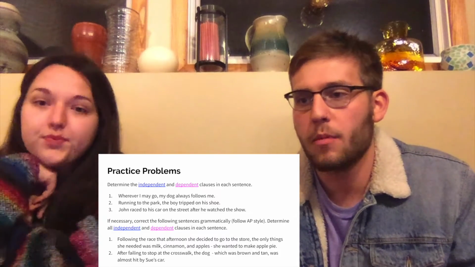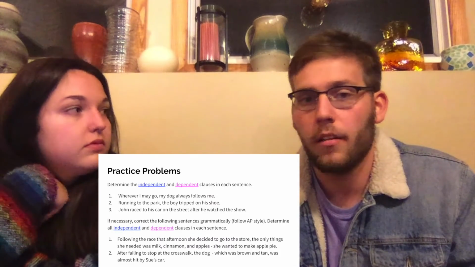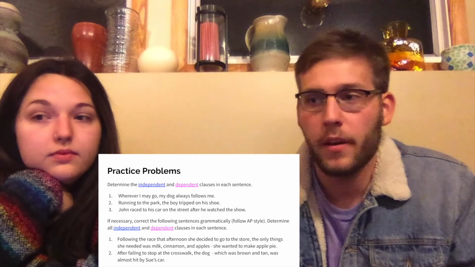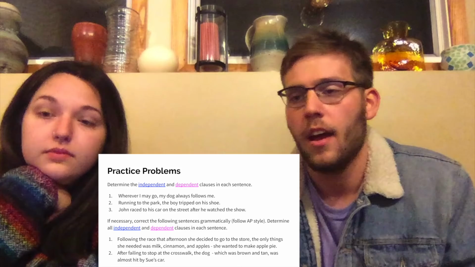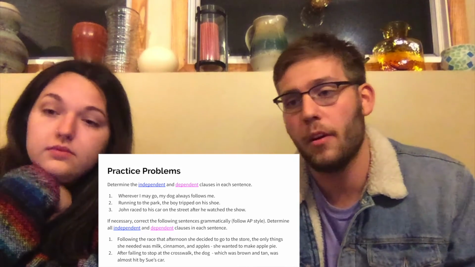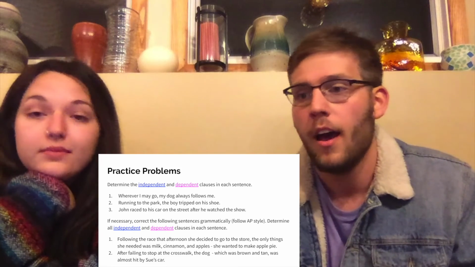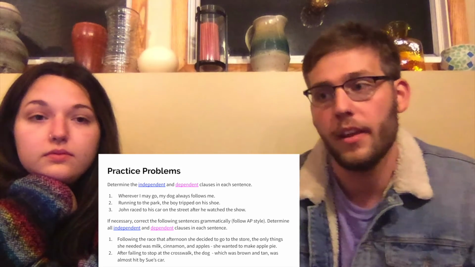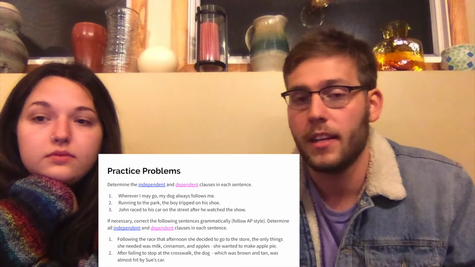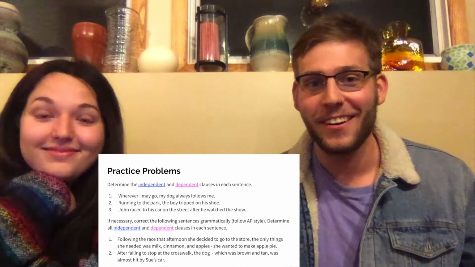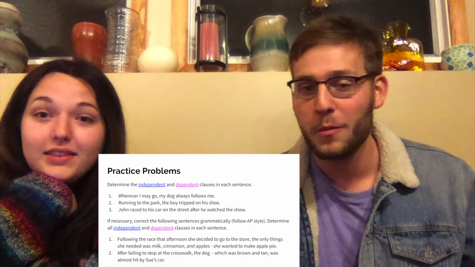So these are some practice problems. You can do them on your own. We're going to show you the answers and we'll go through them one by one. Determine the independent and dependent clauses in each sentence. You can read them yourself. And then in the second part, if necessary, correct the following sentences grammatically. Make sure to follow AP style. And then determine all independent and dependent clauses in each sentence. If you want to figure it out on your own, pause the video right here. And if not, we'll move on to the answers.